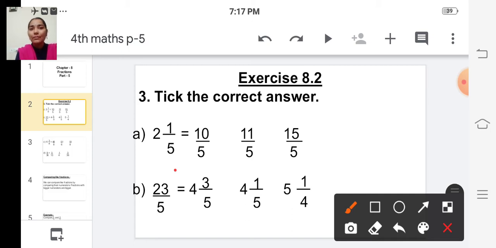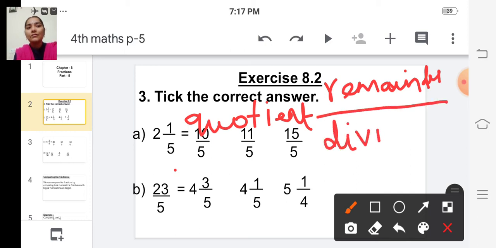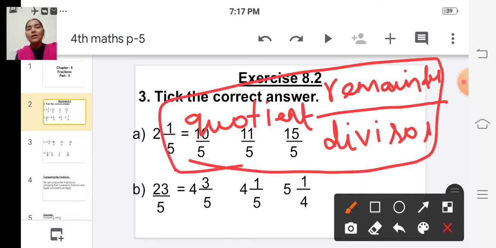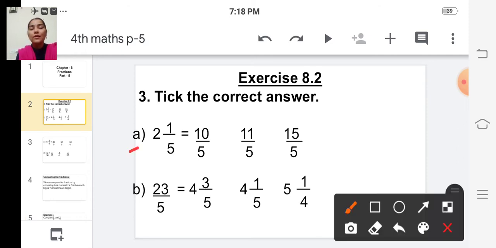Quotient, remainder. Quotient is the whole number, isn't it? So quotient, remainder divided by divisor. Quotient, remainder by divisor. So this is the format for a mixed fraction. Okay. Shall we do some problems based on this? Yes. So look at the first one.